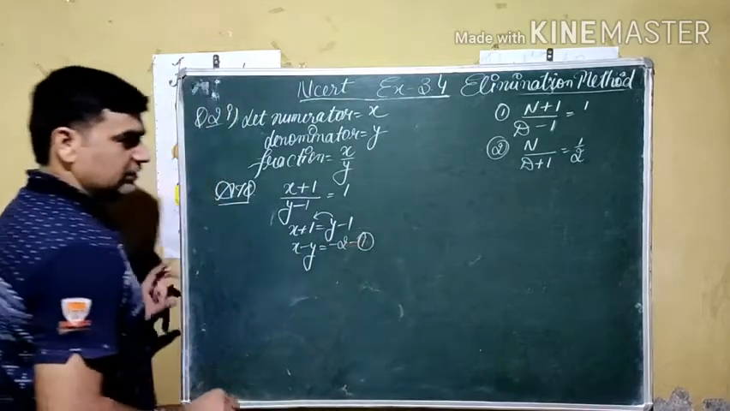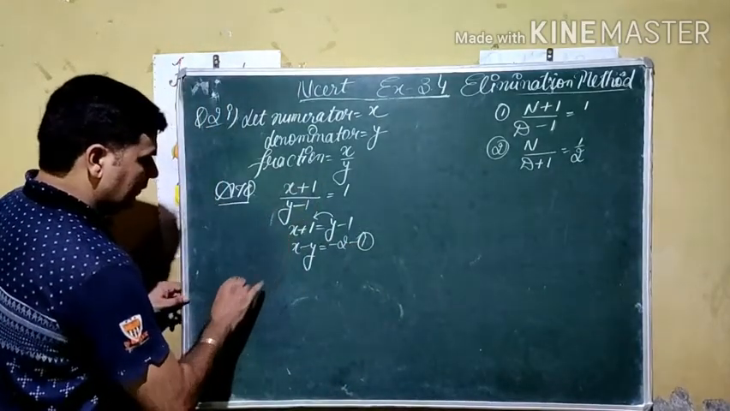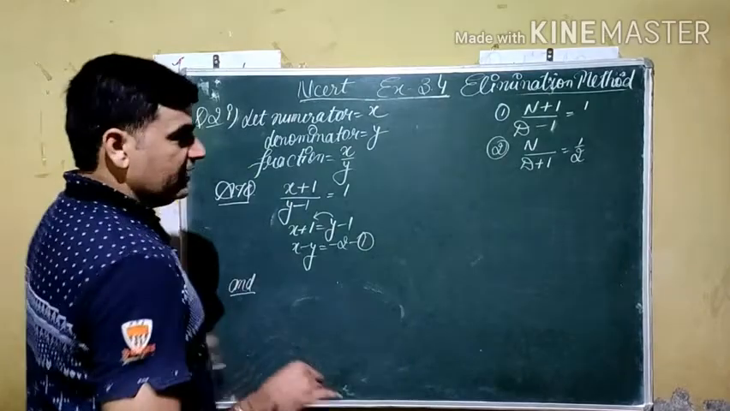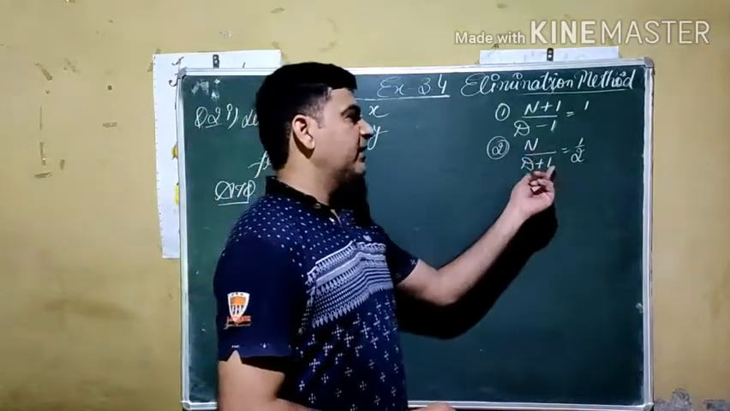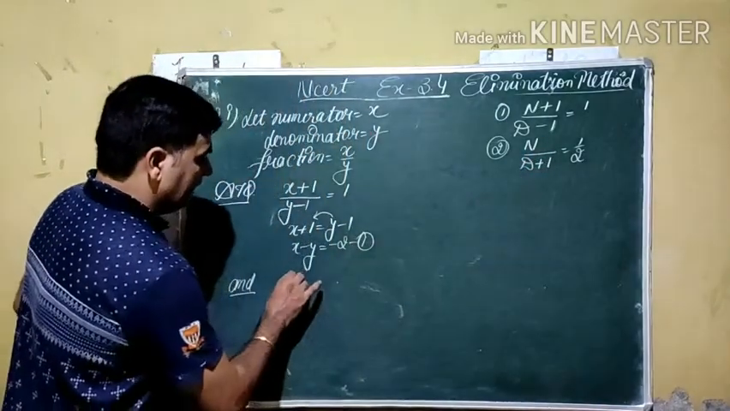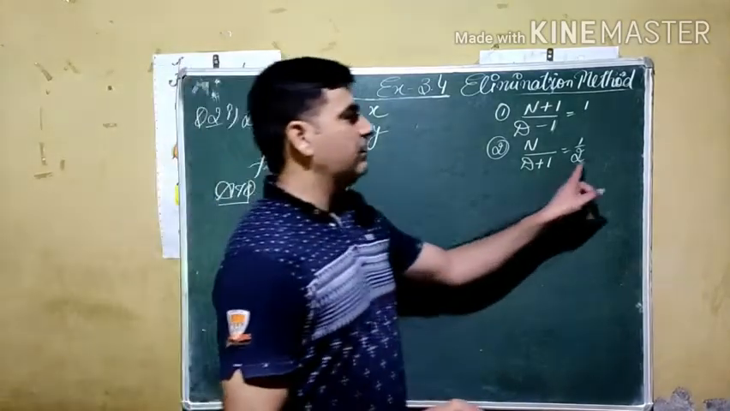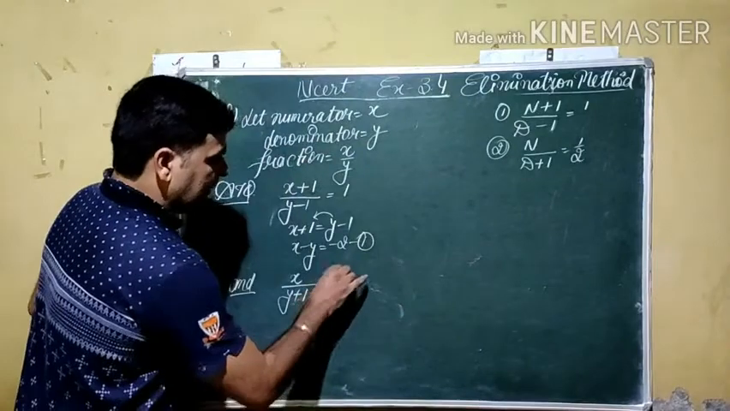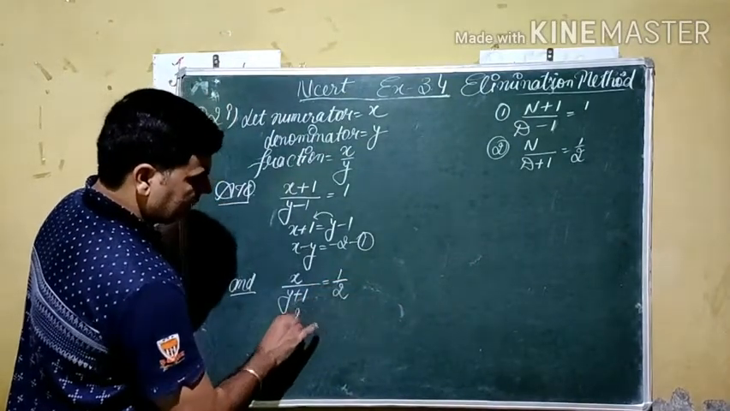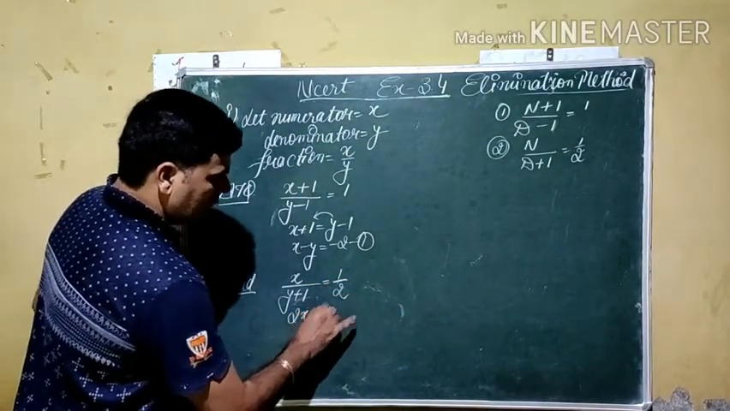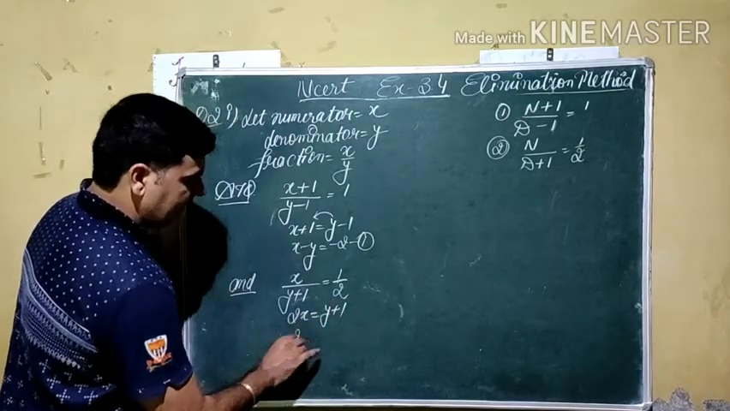This is equation number first. From the second, we have the condition: there is no change in the numerator, and the denominator is increased by 1. So we get x upon y plus 1, and the answer comes out given as 1 by 2. If we simplify by cross multiplication, we get 2x is equal to y plus 1. If we simplify further, we get this one.